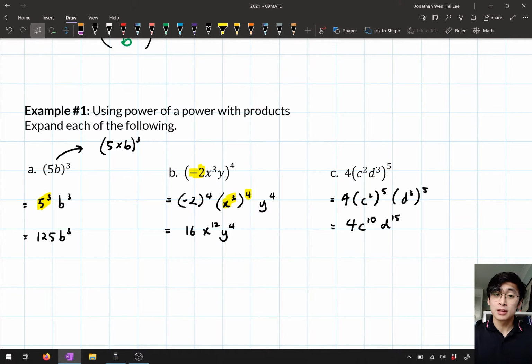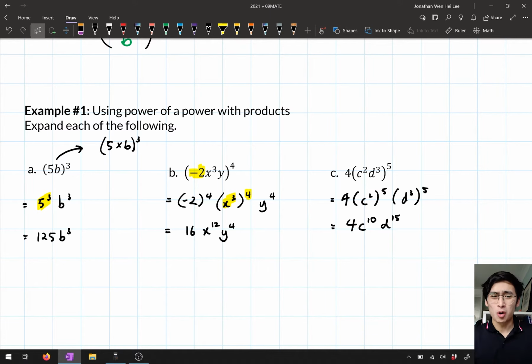And particularly the other thing that we noticed was if you've got numbers that are being raised to a power, we can actually evaluate what that value is. And so, for example, for the first one, we found that 5 cubed was 125. And the second one, -2 to the power 4 is actually 16. Okay, so that's when we're dealing with products.